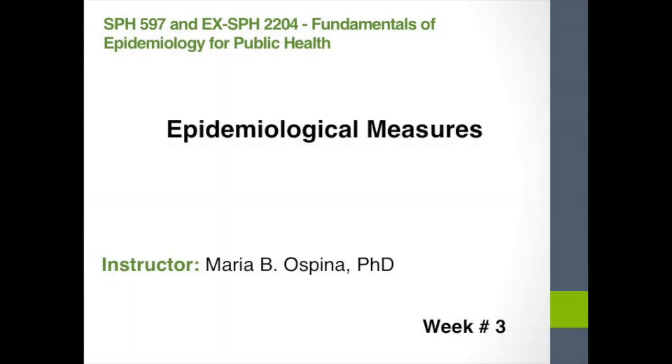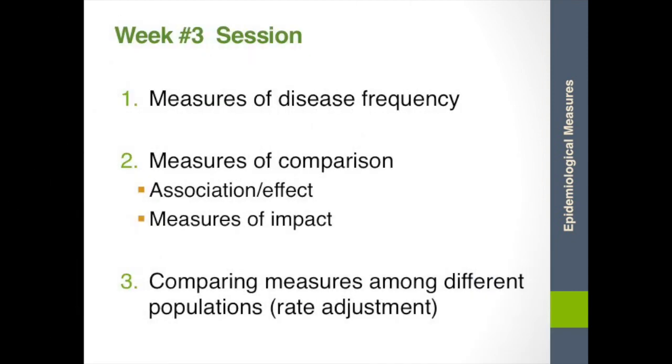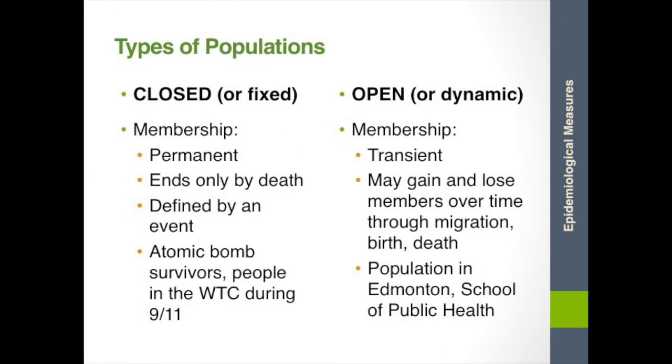In this week, we will review some basic epidemiological measures. These include measures of disease frequency, measures of association, and measures of potential impact. We will also review how to compare measures among different populations.